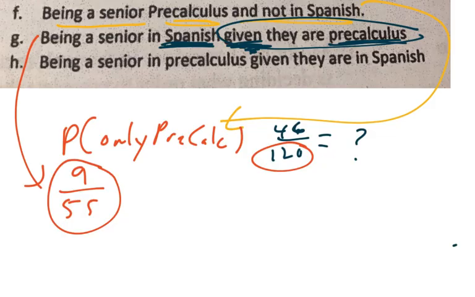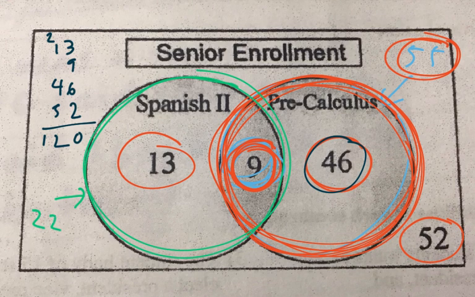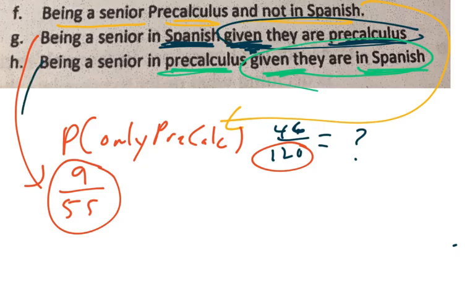Final question. What's the chance they were a senior in pre-calculus given they were in Spanish? So this time they flipped it around, but it means something totally different. We now know they're in Spanish. So now we're looking over here, and notice that there's 22 total. 13 and 9 make 22 total. Now out of those 22, how many are taking pre-calculus? These 9 right here in the middle, right? So that's going to be, therefore, for answer H again, 9 out of 22.